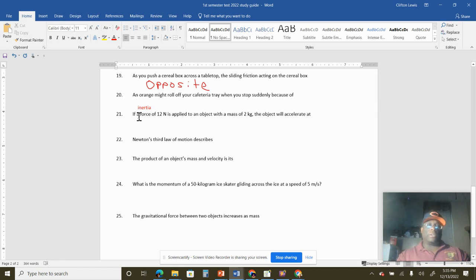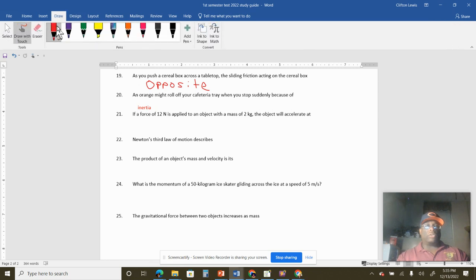All right. If a force of 12 newtons is applied to an object with a mass of 2 kilograms, the object will accelerate. So you guys need to understand, force equals mass times acceleration. This is a linear equation again, and it's asking for acceleration. I've got to solve for A.